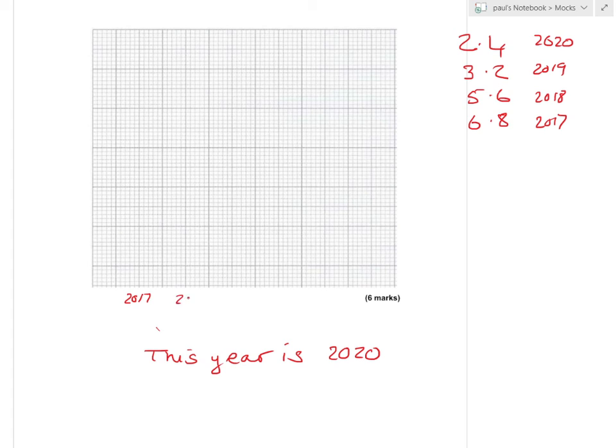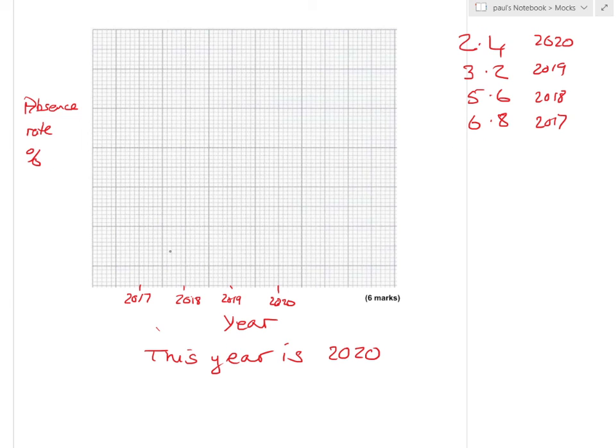So now I can put 2017, 2018, 2019, and 2020. There, there, and there. Now the absence rates. So this is the year, and the absence rate, and this is percentage.